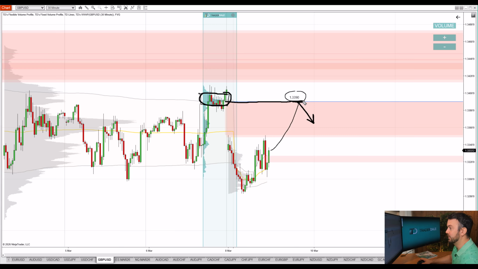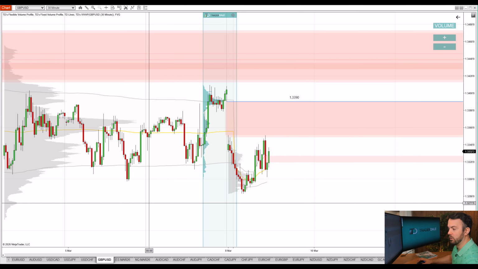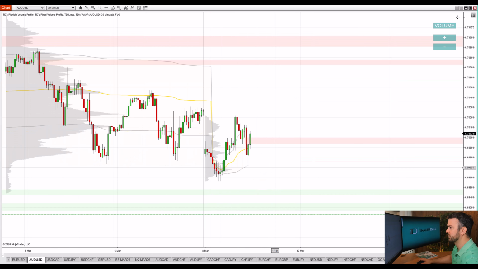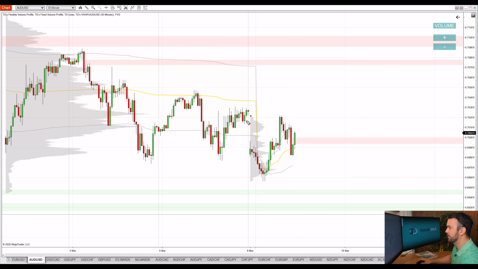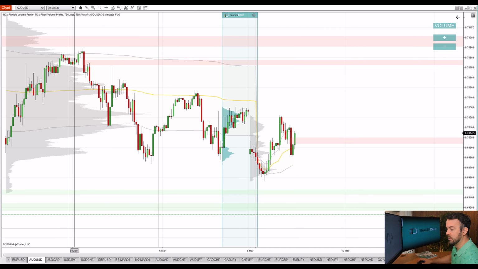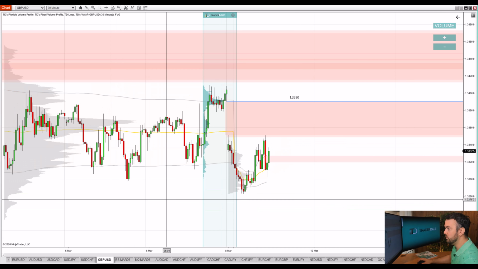This is my favorite setup to trade when the market opens with a gap. Let me show you how it played out on the Australian dollar US dollar. There was also an opening gap here, and also there was a heavy volume zone, this one. In this case, the price already filled the gap, reacted to that heavy volume zone, and this is how it looked. So this is the same thing as I want to happen on the British pound.